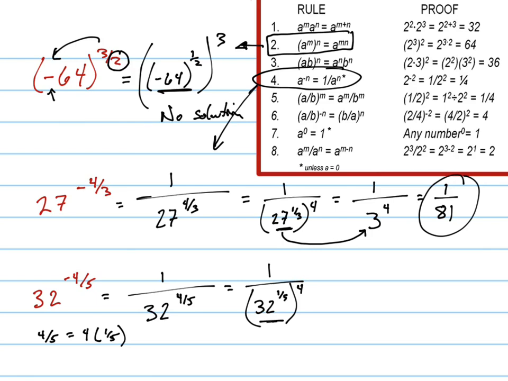But we obviously want to do the radical first, because if we raise 32 to the 4th power, it's going to be a huge number, and you're not going to be able to do that without your calculator, at least not very easily. What's 32 to the 1/5 power? You should know your powers of 2: 2, 4, 8, 16, 32, 64, 128, 256, 512, 1024, 2048, 4096. You should know all your powers of 2, kind of in your head.